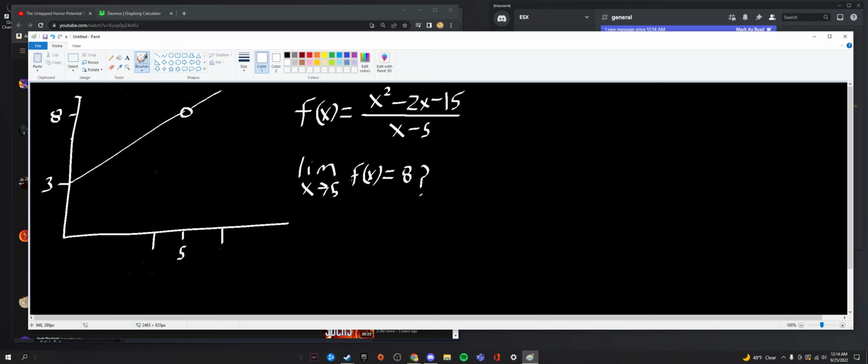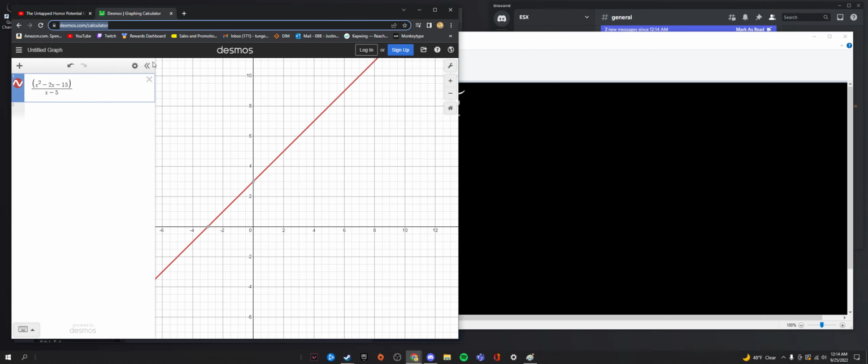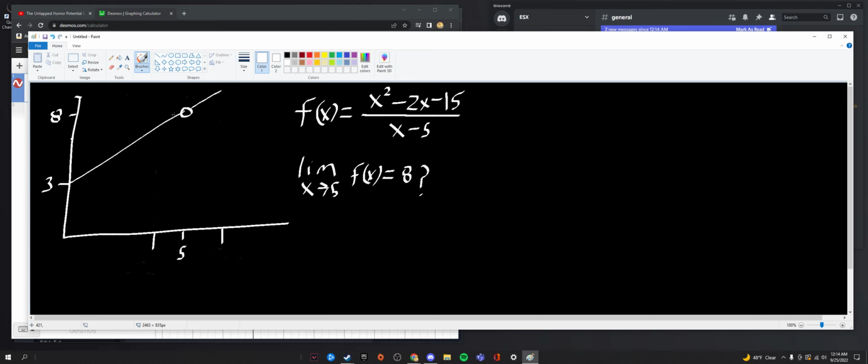Obviously if you plug in 5, you get 0 in the denominator, 0 in the numerator. But as I have so conveniently graphed out here, you can see as we approach 5, it appears like we hit 8 right here. So, how do we know that we actually hit 8? Well, that's where the epsilon-delta limit definition comes into play. So, what is the epsilon-delta limit definition?